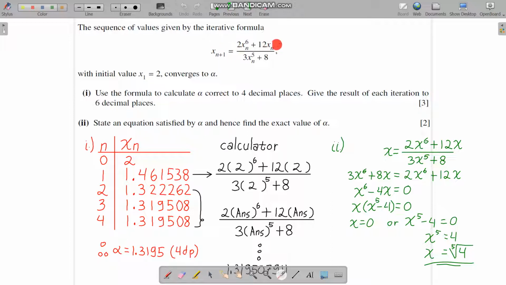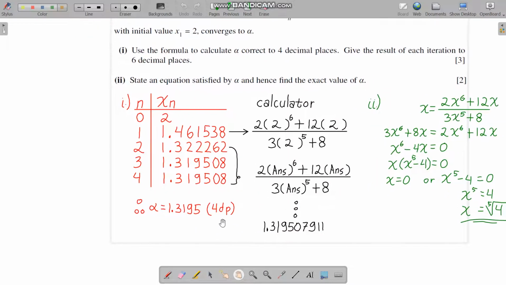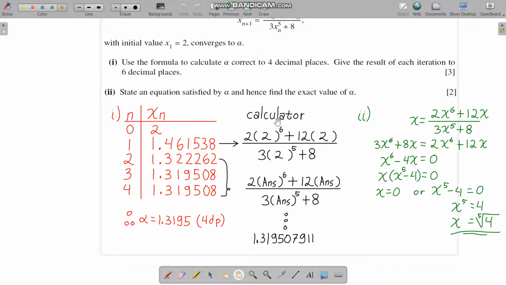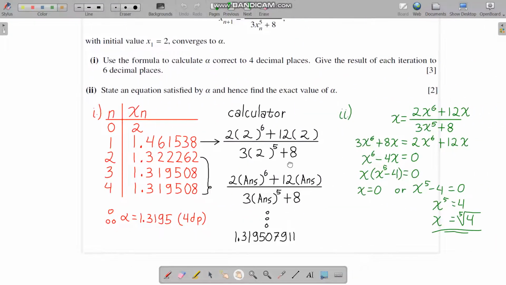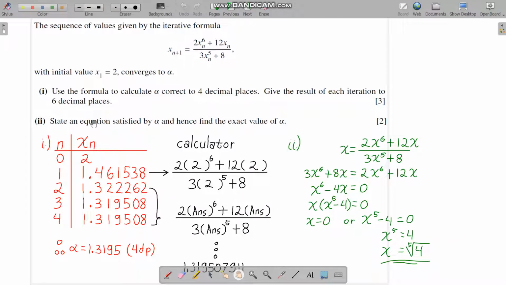Right, then here we have another example. We are given the iterative formula and we are given the initial value, so we just have to plug in. The initial value is 2. You plug in 2 like this, you get this value, and then you go back, replace it with the answer button, you get the next values, and therefore in conclusion, in 4 decimal places you get the answer. And for the next step, state an equation satisfied by alpha.